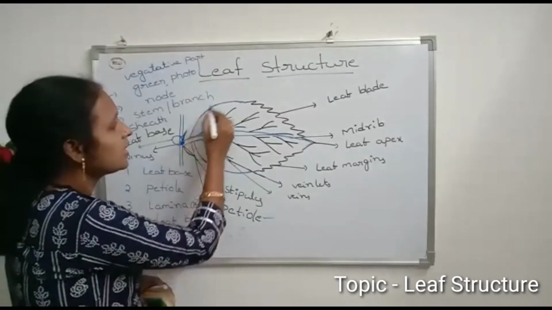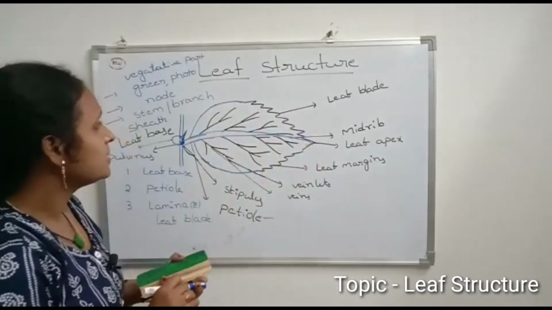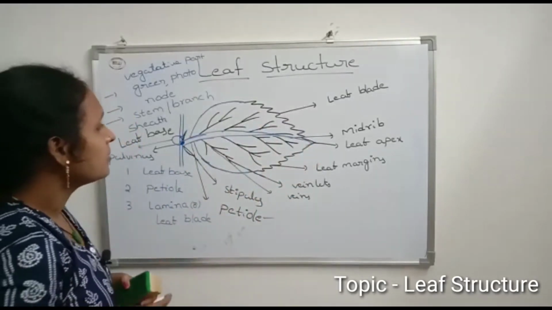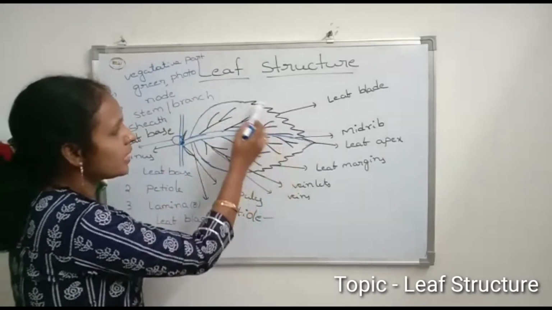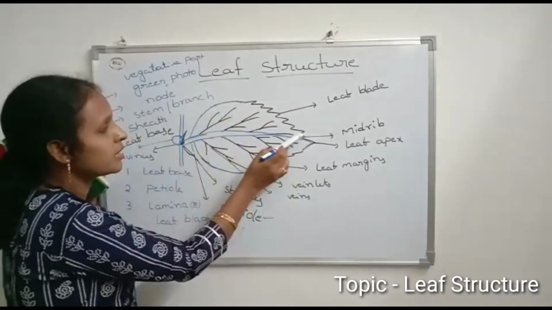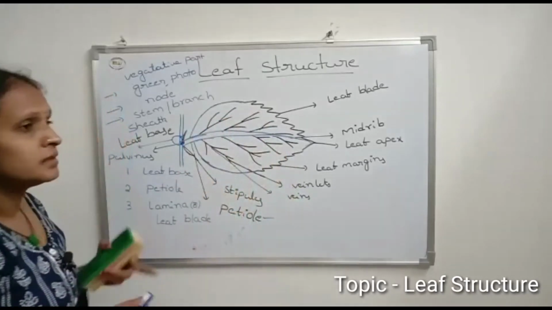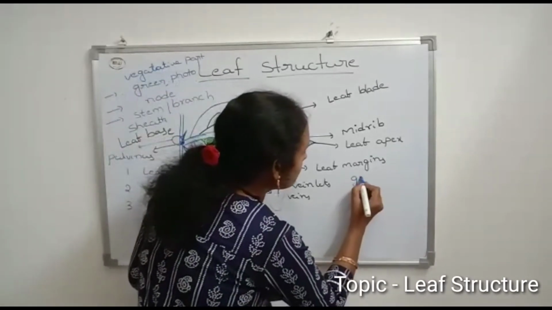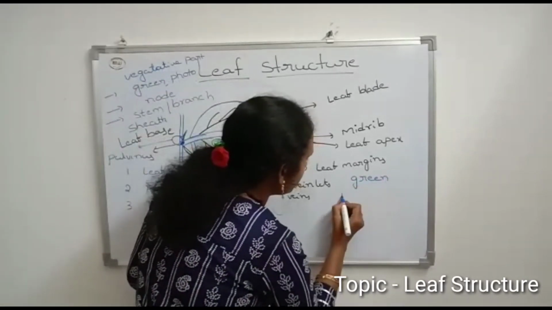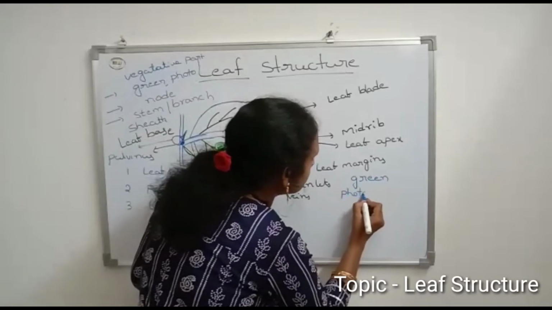And next is the lamina. The green, flat-ended structure is called the lamina. The lamina appears green in color to perform the function of photosynthesis.